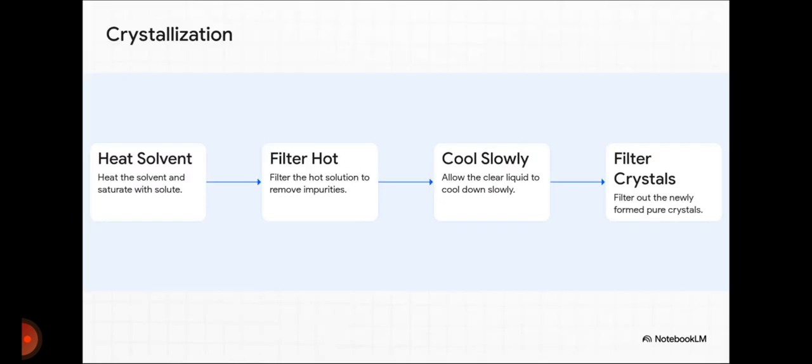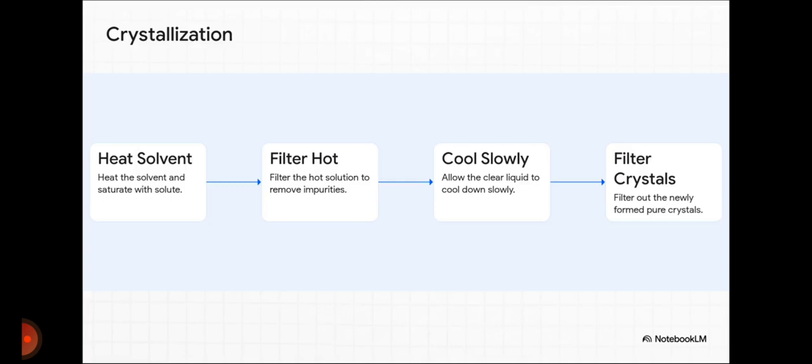Let's just walk through this incredibly satisfying lab procedure. So say we have some impure copper sulfate. First, we heat up some water and add the copper sulfate until the hot water is completely saturated, like packed to the brim with the compound. Second, while it's still piping hot, we filter it to get rid of any undissolvable dirt or impurities. Now comes the amazing part, step 3. We let that clear, hot liquid cool down very slowly.